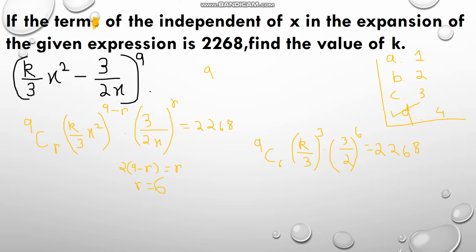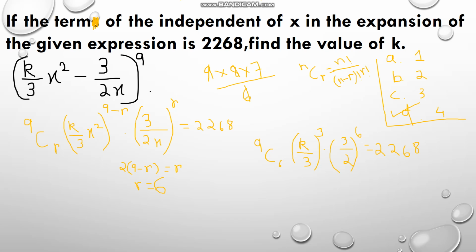9C6 is 9 into 8 into 7 by 6. I hope all of you know combinations, the basic formula. nCr is equal to n factorial by (n minus r) factorial, r factorial. This is the formula for nCr which I am applying here. If you don't know the meaning of factorial, I have made a video on factorial notation many days ago. One must see that.